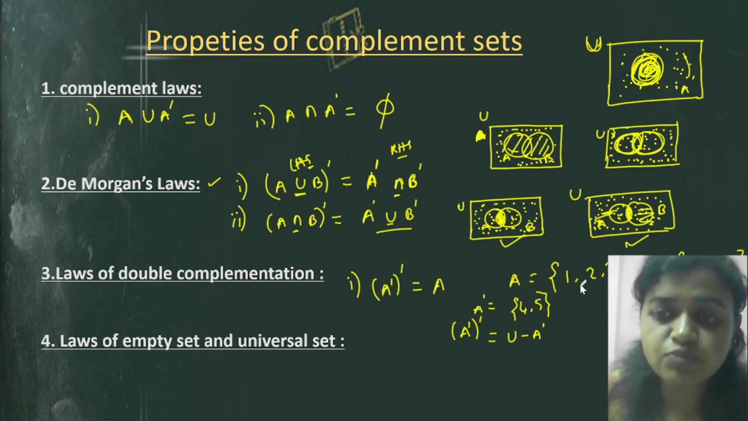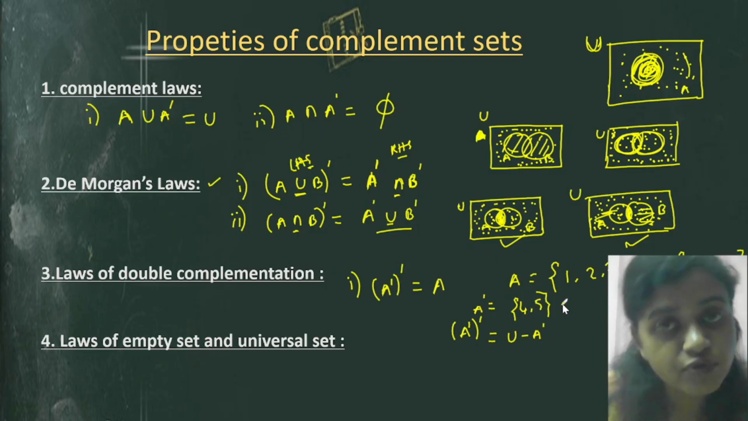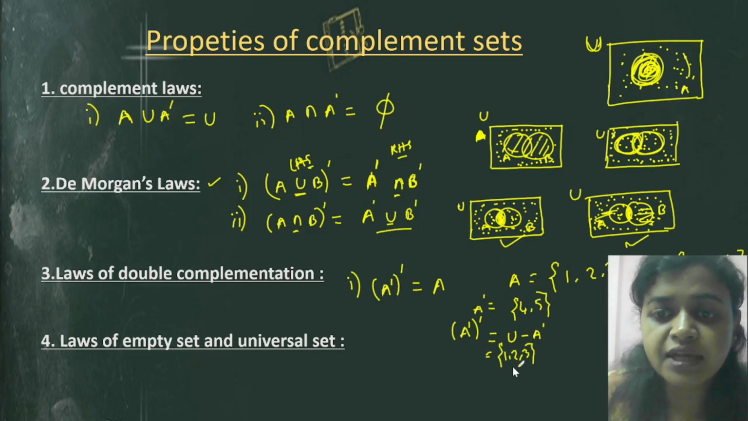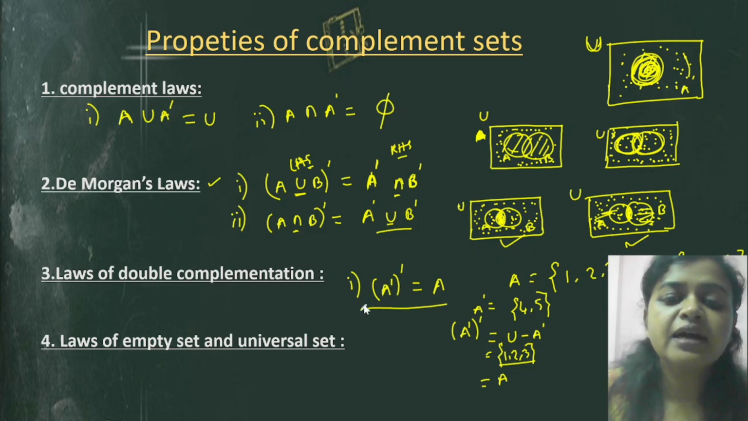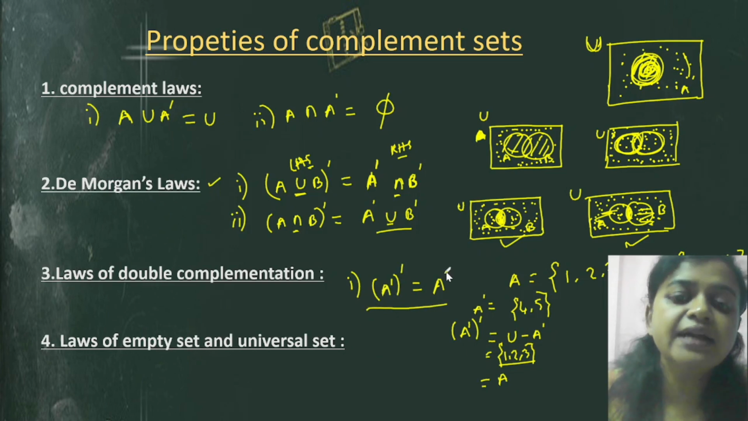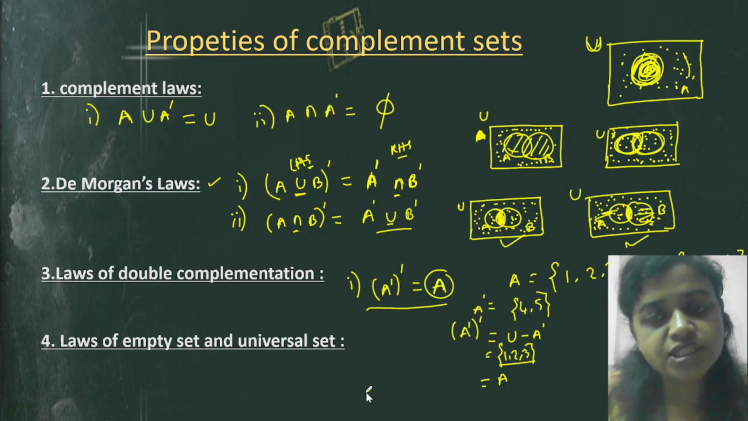And A complement means what? A complement is 4, 5. So we have to remove 4, 5 from the universal set. So cross out 4, 5. Then we will get 1, 2, 3. Okay. 1, 2, 3, that means what? Set A. That is set A. That's why the complement of a complement of a set gives the original set. If you find the complement twice of any set, you will get the original set.